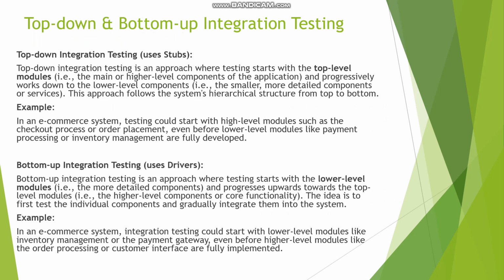Top down and bottom up integration testing. Top down integration testing means stubs. Top down integration testing is an approach where testing starts with the top level modules, the main or higher level components of the application, and progressively works down to the lower level components, the smaller or more detailed components or services. This approach follows the system's hierarchical structure from top to bottom. For example, in an e-commerce system, testing could start with high-level modules such as the checkout process or order placement, even before lower-level modules like payment processing or inventory management are fully developed.